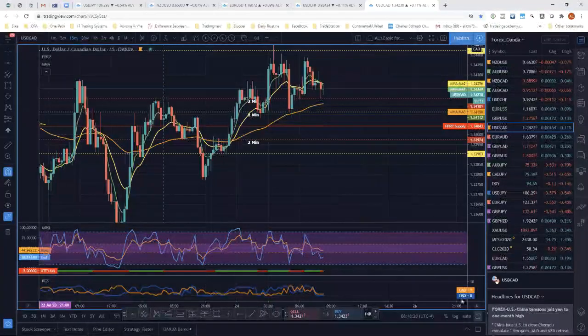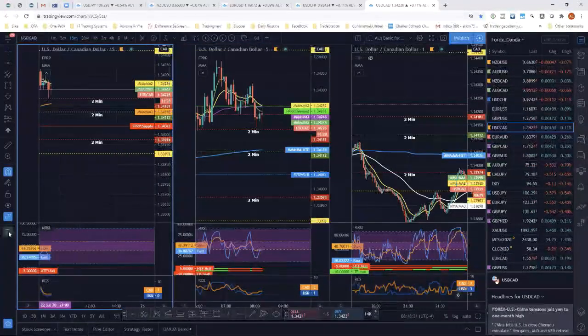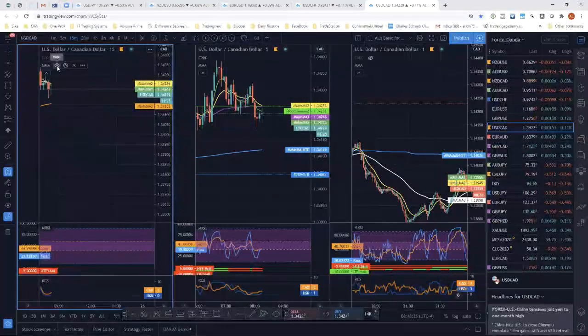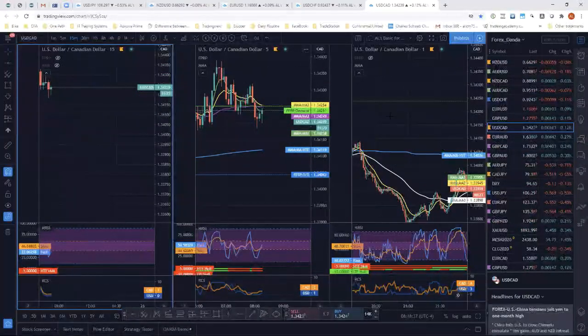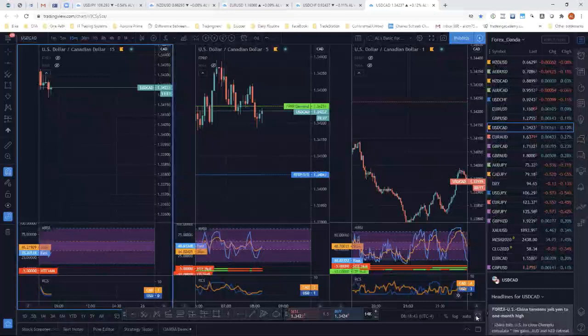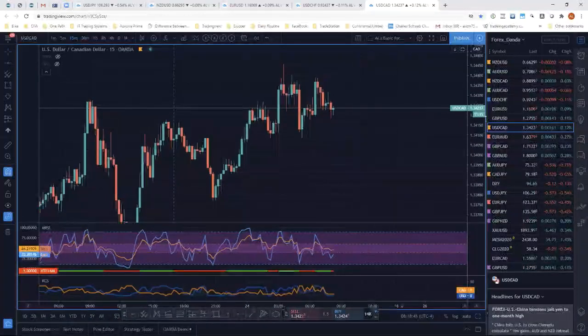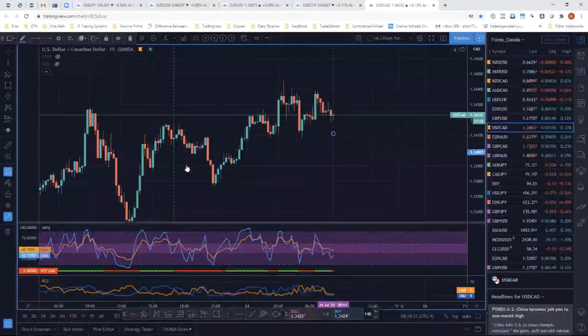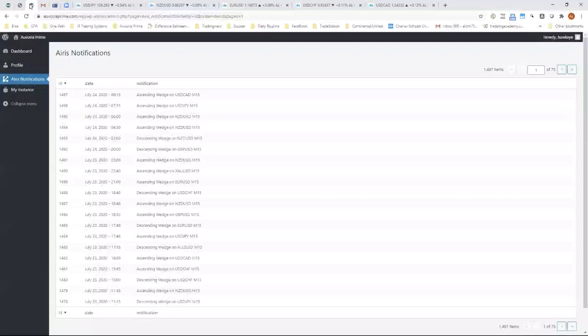We're going to go on the 15-minute chart. We're going to start with a clean chart. We're going to take all this stuff off and just start clean here. Start on our 15-minute chart. 8:15, ascending, I believe it was. Let me move this over here.